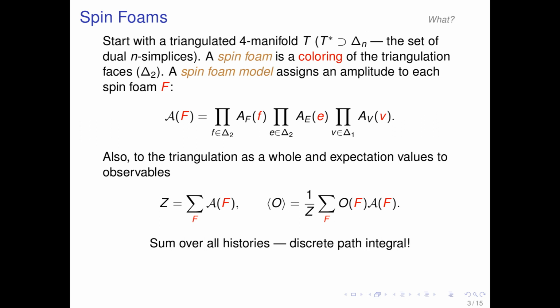We work with spin foams, which live in the dual of the triangulation of a four-manifold. So we color two-dimensional faces, or dual faces, or faces because in four dimensions that's equivalent, by spins. A priori it could be anything. And spin foam models, different ones, assign amplitudes to particular spin foams by taking a product of amplitudes of individual dual faces, dual edges, and dual vertices. So we can compute the total partition function, knowing these amplitudes, and expectation values of observables, which are defined on spin foams. So our goal is to compute these things numerically.